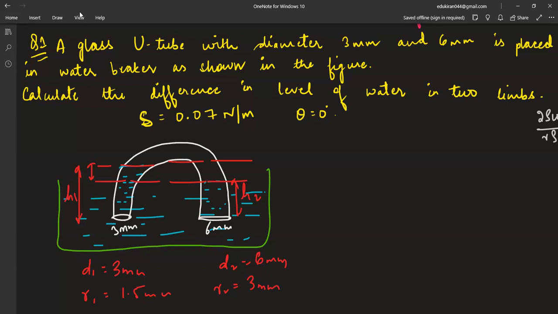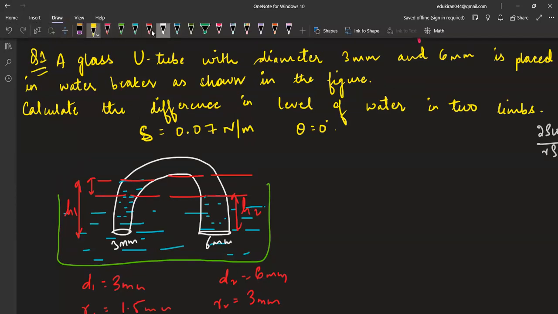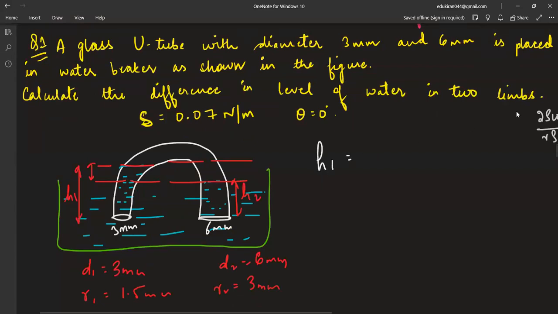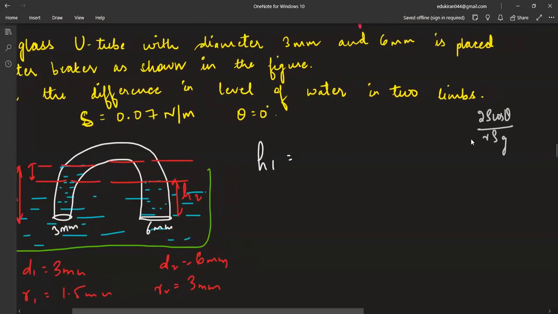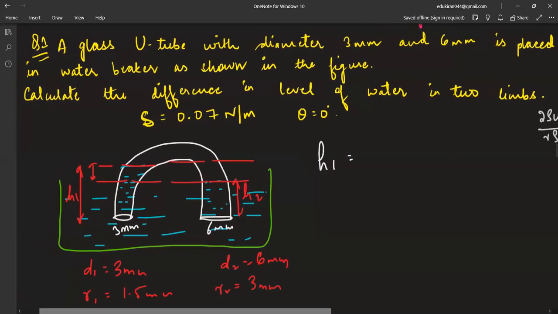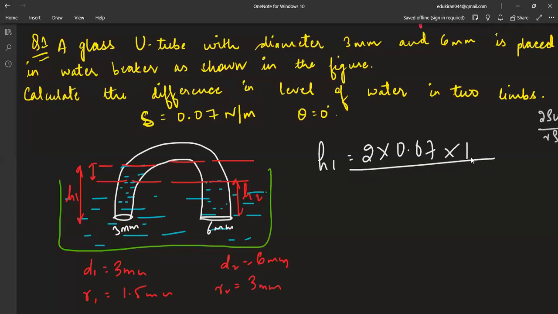And cannot you calculate h1? We have studied this, no? We have studied how to calculate height. The formula that we have studied is h = 2 rho cos theta by r rho g. Right? So h1 will be 2 into surface tension. Surface tension is given as 0.07. Cos 0 is 1, so this will be 1 divided by radius 1.5 into 10 to the power minus 3, rho density is 10 to the power 3 and g is 10.